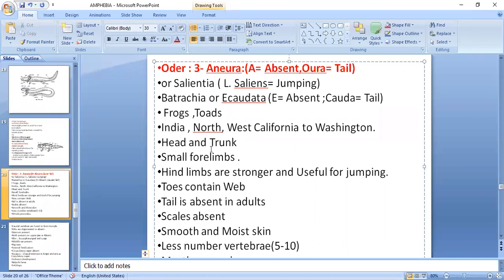The body is divided into only head and trunk. You remember this point? So there is no neck. Neck అనేది ఉండదు frogs లో. Small forelimbs ఉంటాయి. Large and strong hindlimbs ఉంటాయి. So they are useful for jumping. సో టోస్ కంటైన్ వెబ్, తెలుగులో అంగుళి అంతర్జాలం అంటే సో వేళ్ళ మధ్యలో ఒక స్కిన్ అనేది డెవలప్ అవుతుంది. That is web. Tail is absent in adults, but it is present in the larval stage. We all know that. Scales are completely absent. Smooth and moist skin is present.